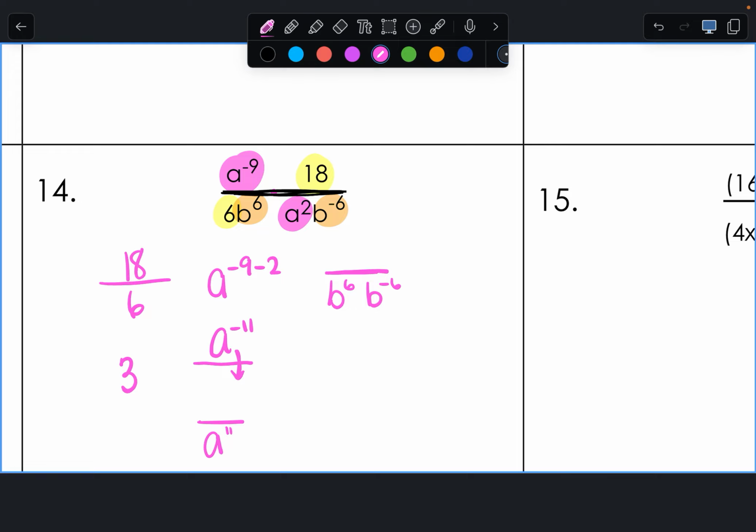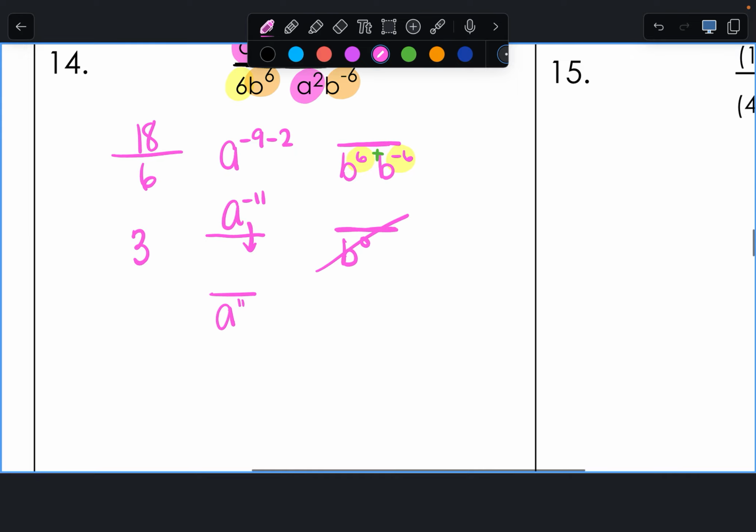What rule do we apply here? We have to add them. This is the product rule. The product rule tells us to add those exponents. So even though they're still at the bottom, 6 plus negative 6 is 0, so it cancels out. But we do need a fraction, because a to the 11th needs to be at the bottom. So leave 3 at the top, a to the 11th at the bottom.